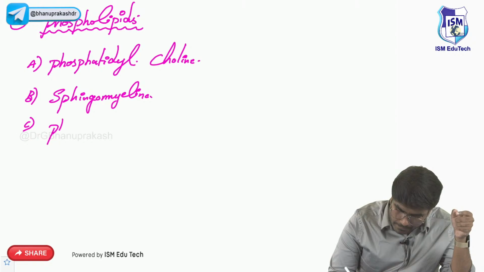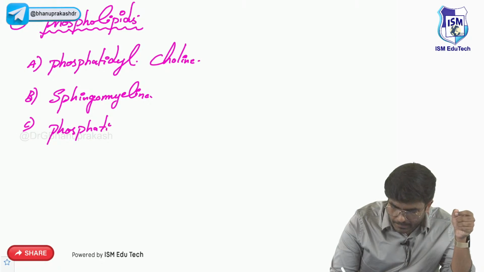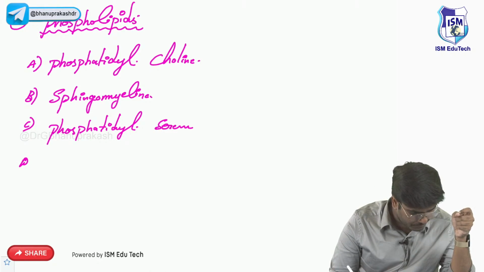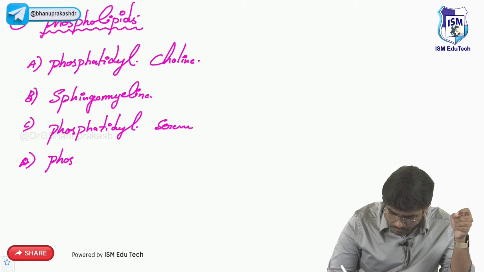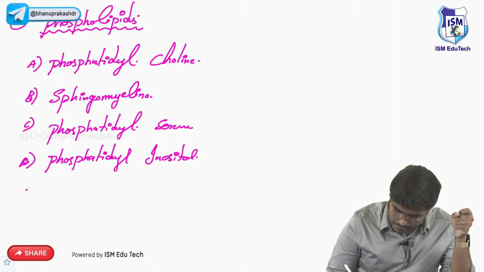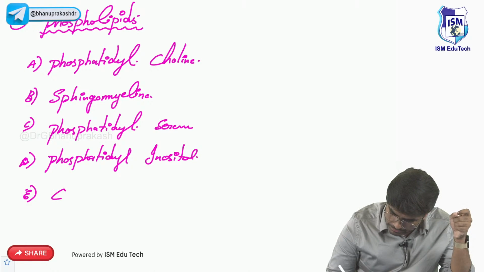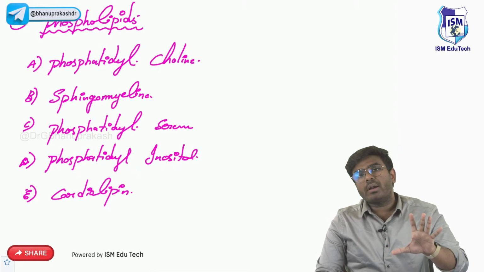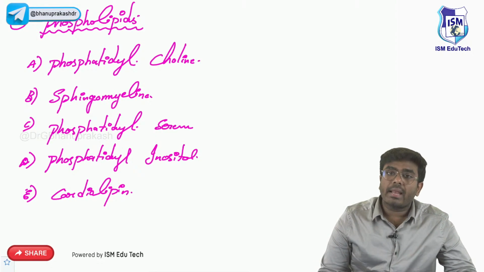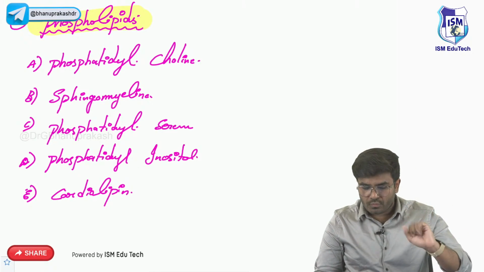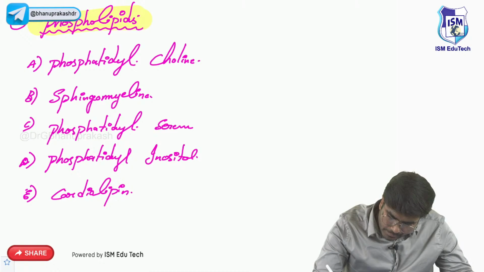Next, phosphatidylserine. Next, phosphatidylinositol. And the last one is cardiolipin. So all of these I have shown you here are examples of phospholipids, the lipid attached with the phosphate group. Now let's see all the important points one by one.